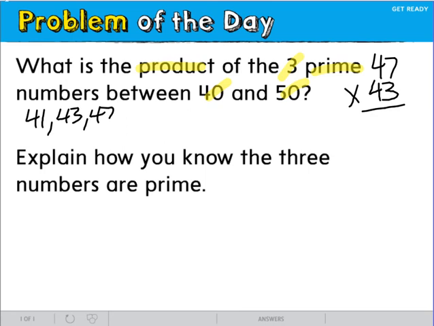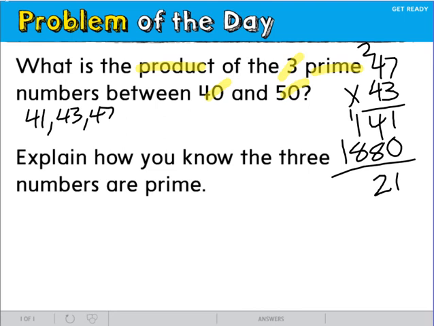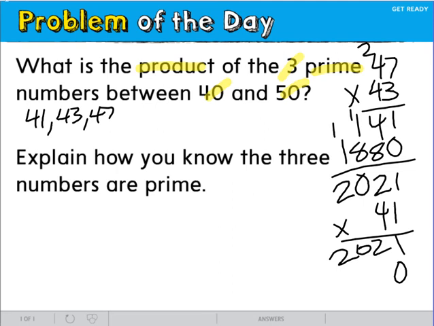That's 21, 12, 14, 28, 16, 18, 1, 12, 10, 2021. Multiply that by 41. That's 2021. 0. That's 4, 8, 0, 8.